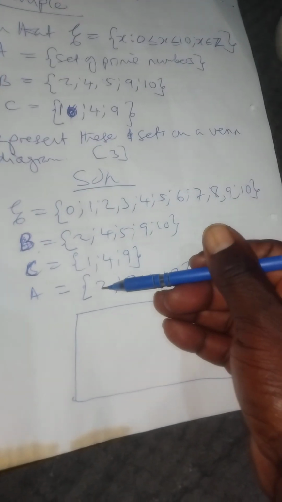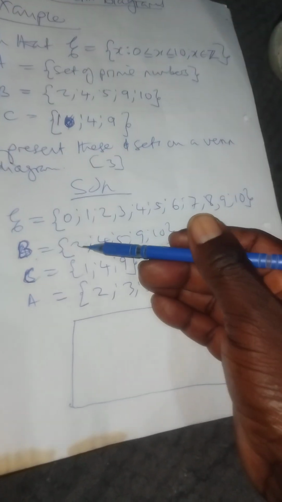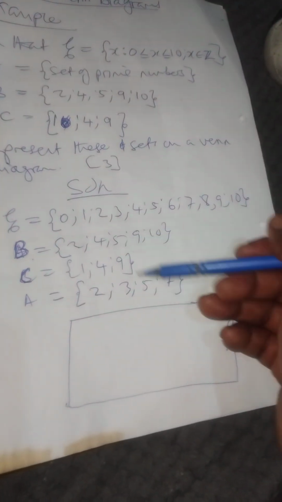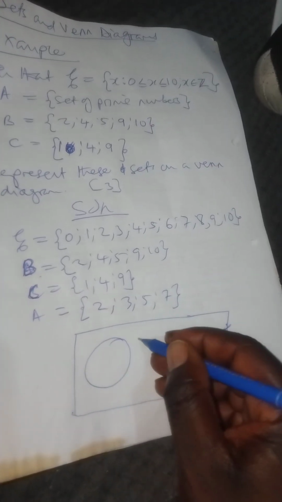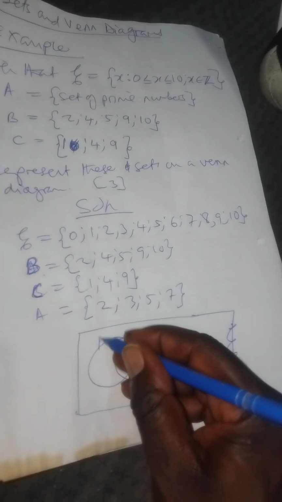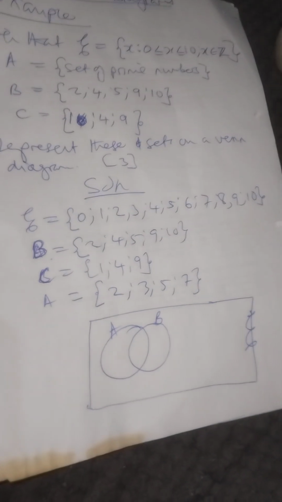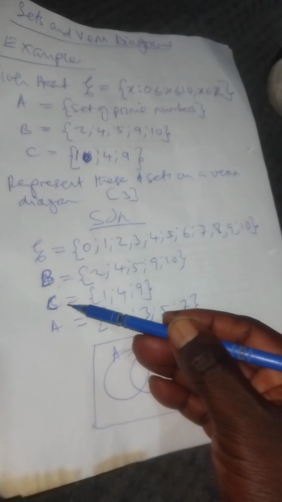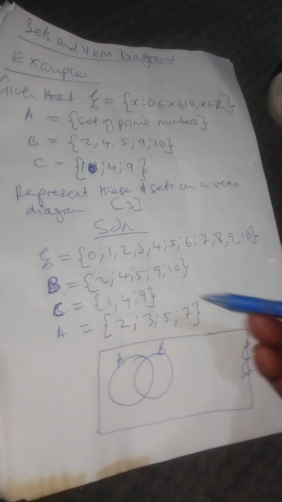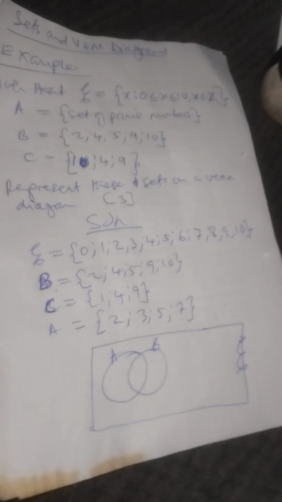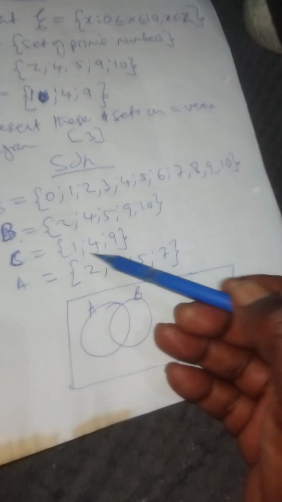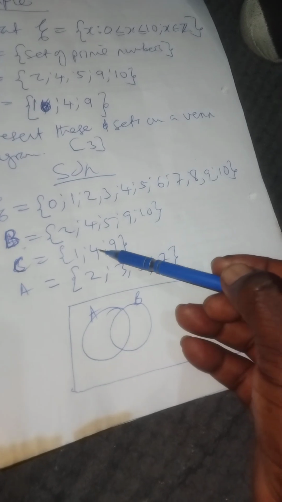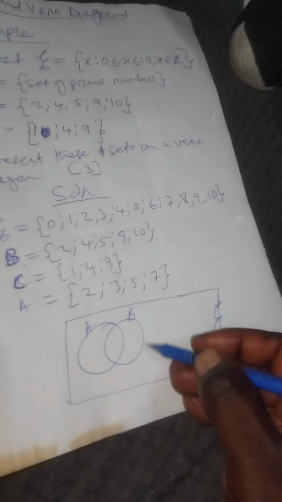Yes, A contains 2, B contains 2. A contains 5, B contains 5. So it means somewhere A and B are intersecting. So this is set A, this is set B. What about C and B? There's 4 here. There's 9. Okay? Because C and B, they are intersecting.